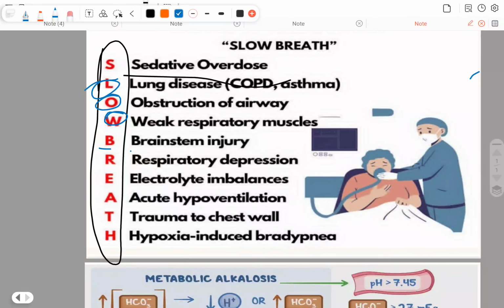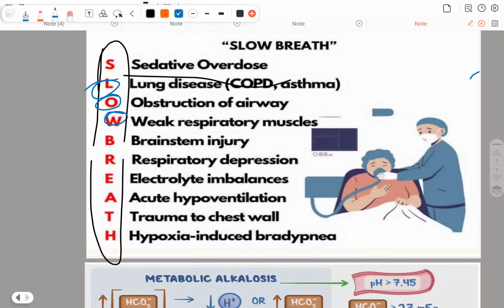The next one is brainstem injury. The brainstem's function is regulating the normal function of the respiratory system. All of the neurons that are responsible for regulating the respiratory rate are located in the brainstem, especially in the medulla oblongata. Okay, and any kind of injury to the brainstem can cause devastating injury to the respiratory system.